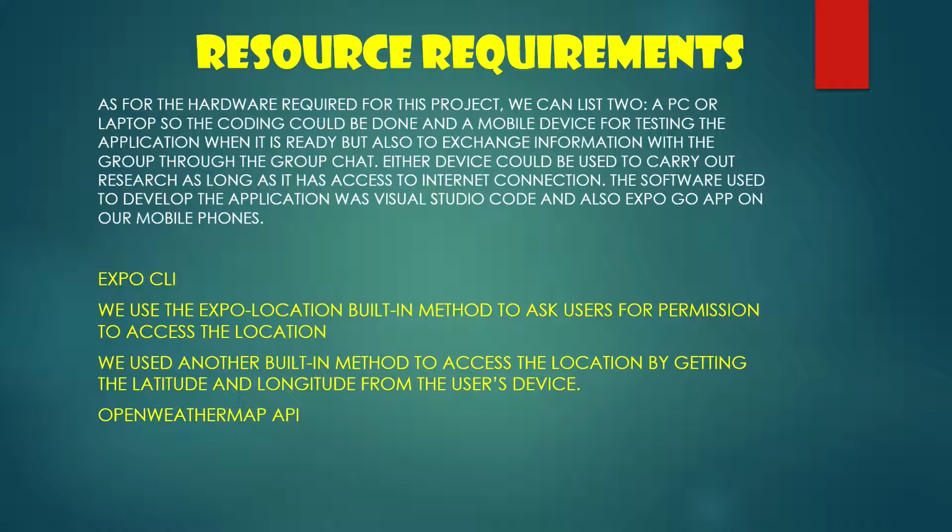The software used to develop the application was Visual Studio Code and also the Expo Go application on our mobile phones. We used Expo CLI. We used the Expo location built-in method to ask users for permission to access the location. We used another built-in method to access the location by getting the latitude and longitude from the user's device. And we used Open Weather Map API.